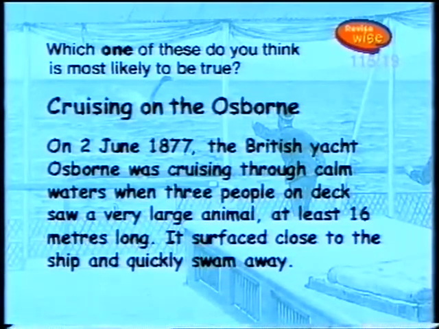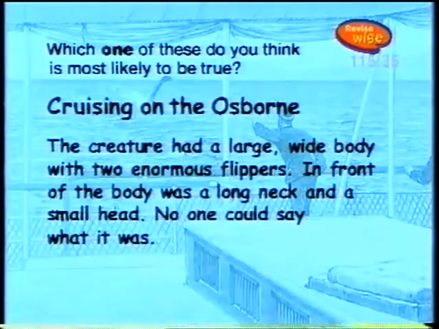On the 2nd of June, 1877, the British yacht Osborne was cruising through calm waters when 3 people on deck saw a very large animal, at least 16 metres long. It surfaced close to the ship and quickly swam away. The creature had a large, wide body with 2 enormous flippers. In front of the body was a long neck and a small head. No one could say what it was.